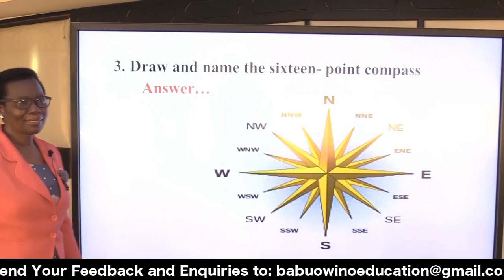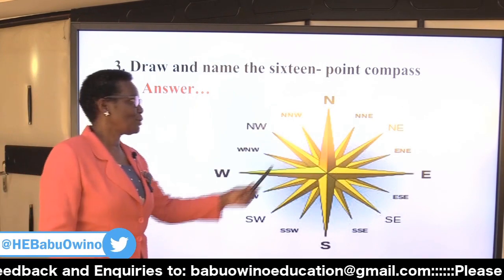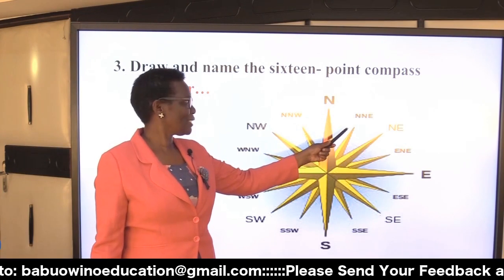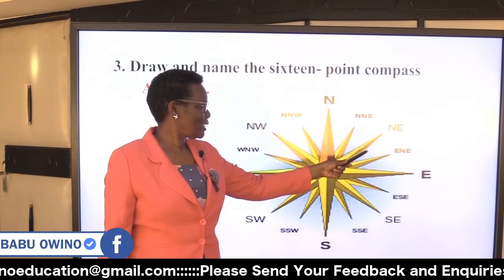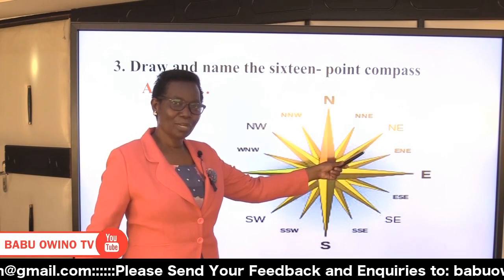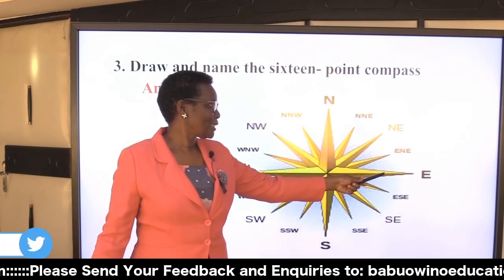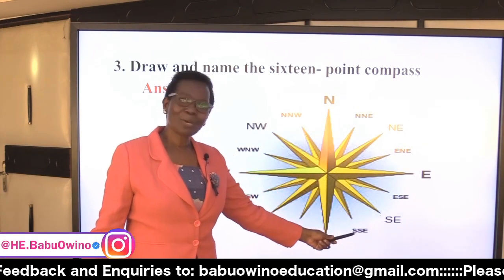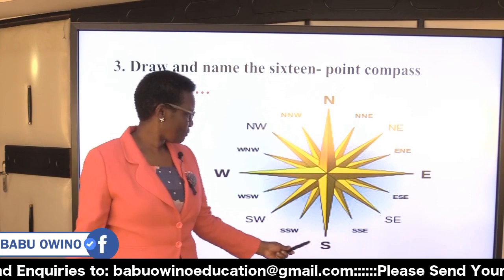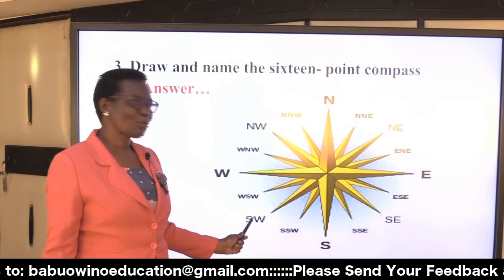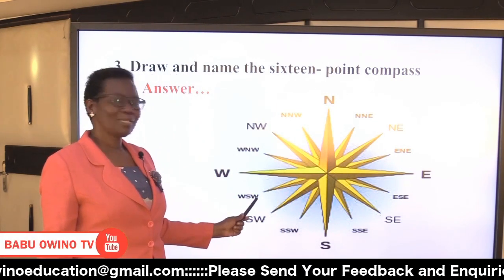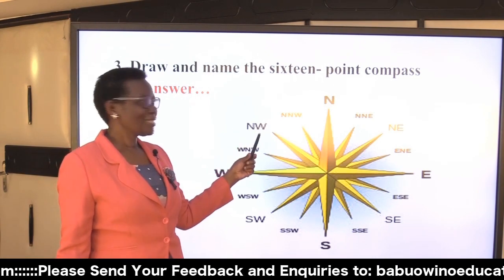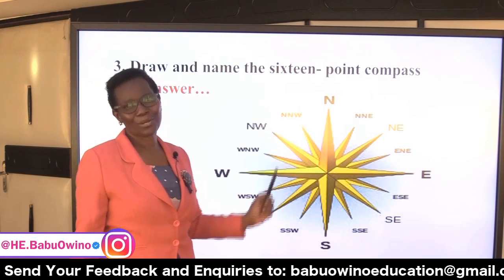There you are. The answer is there. We have the north. Did you get north? North northeast. Northeast. East northeast. And you check where you got it correct. Put a tick. East. East southeast. Southeast. South southeast. South. South southwest. Southwest. West southwest. West. West northwest, northwest, north northwest, and return to north.